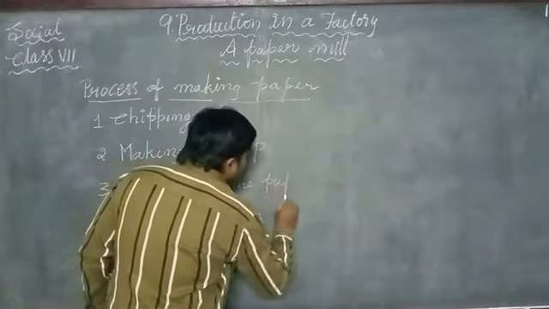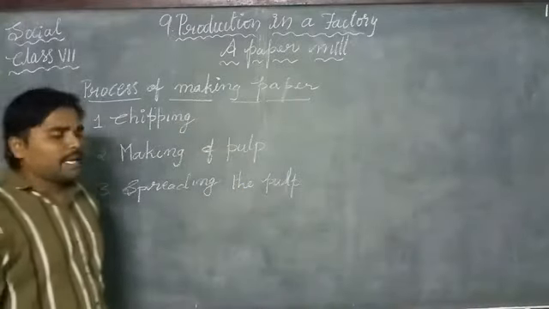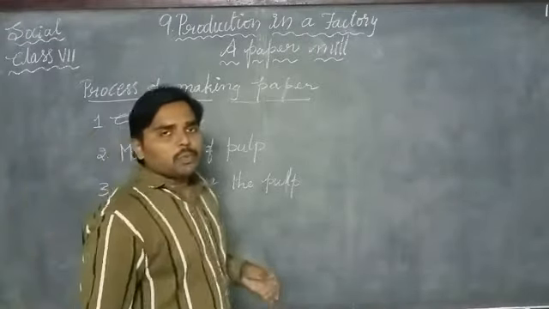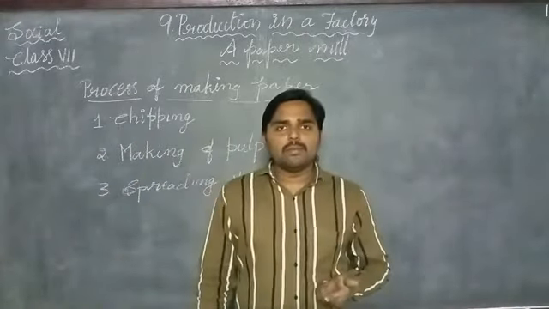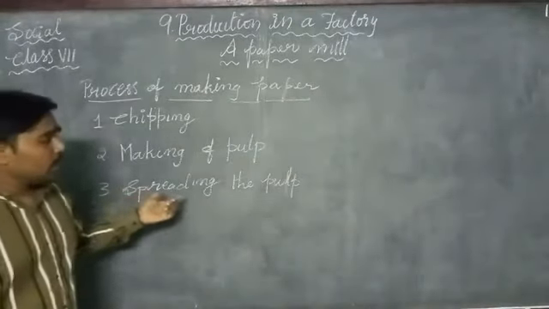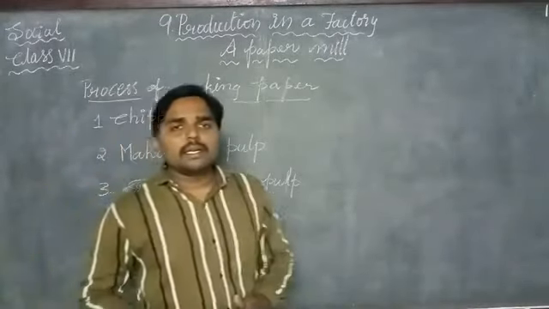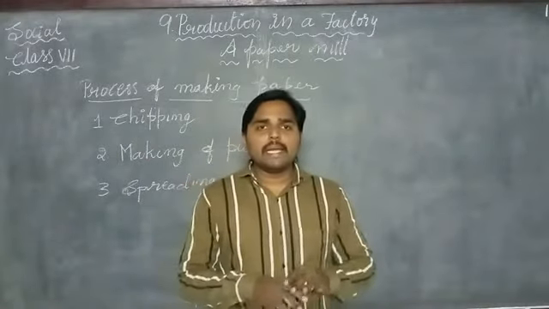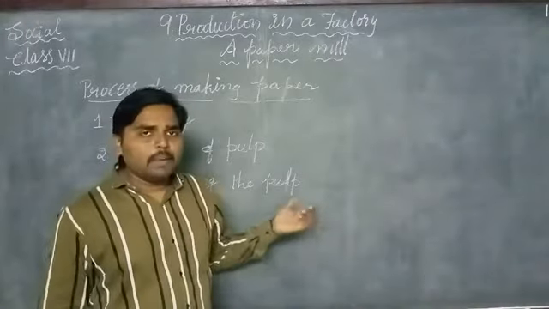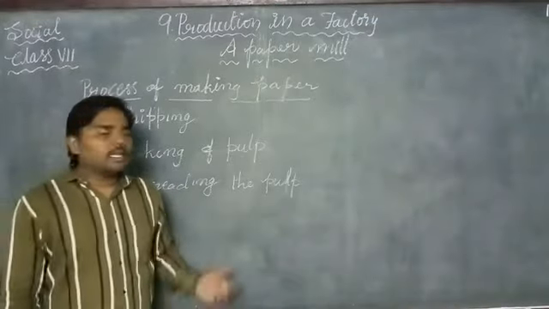The third stage is spreading the pulp in an open place. All the pulp would be spread in trays. Why are they spreading the pulp? To dry the pulp, to press the pulp and to roll the pulp, and to cool the pulp, they spread it on a clean floor or in trays.